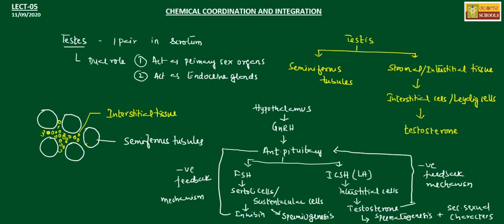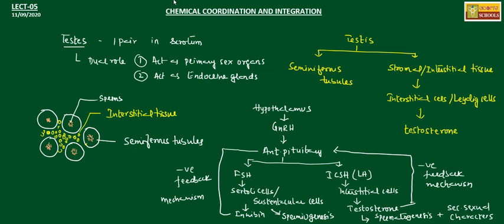So the testis has two parts, seminiferous tubules and interstitial tissue. It is in the seminiferous tubule that we see the formation of sperms. So here, this is the lumen of the seminiferous tubule, and all these will be spermatogonia at various stages of division. Right, so these are sperms.